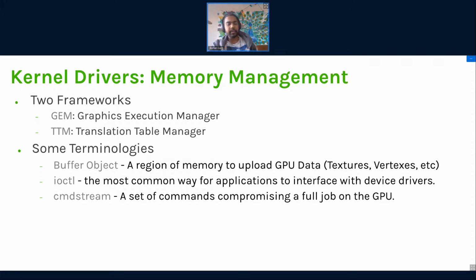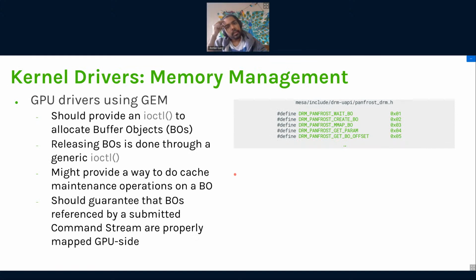So TTM is only used by one GPU driver that I'm aware of, which is VMware graphics. Most of the kernel GPU drivers will be using GEM. So that's the only one I'm going to be talking about. GPU drivers using GEM expose ioctls to do memory management tasks such as allocating buffer objects, releasing buffer objects, mapping buffer objects into GPU memory, and so on and so forth.